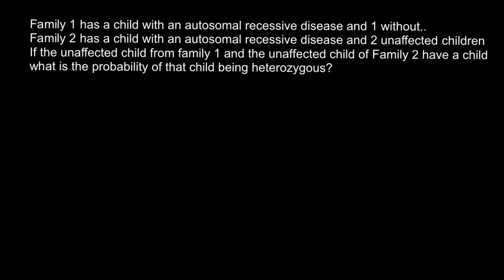This problem is going to be about how to solve genetics problems using the rule of probability. And here's a problem. Family number 1 has a child with an autosomal recessive disease and one without. Family number 2 has a child with an autosomal recessive disease and two unaffected children. If the unaffected child from family number 1 and the unaffected child from family number 2 have a child, what is the probability of that child being heterozygous?